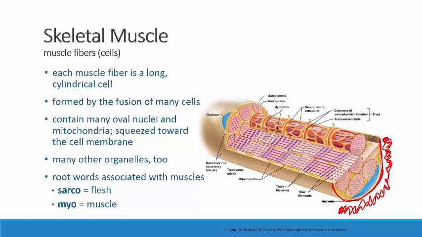So the nuclei tend to be ovoid, and so they've got lots of them, and then also lots and lots of, you can see these little yellow things, these are the mitochondria. So they need a lot of mitochondria in there to help make all the ATP that is required to allow contraction to happen. Lots of other organelles too. We're going to look at that in the next slide.